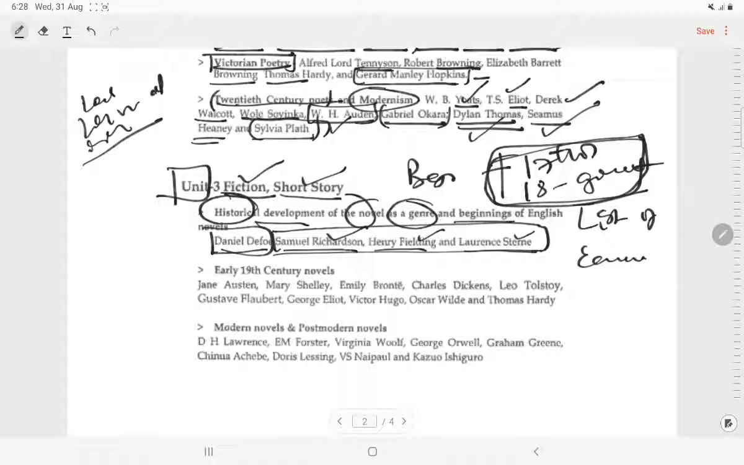And early 19th century novels. It is an age of the novel. Please keep in mind, it is called an age of the novel by the critics. So let's see who the important novelists are.